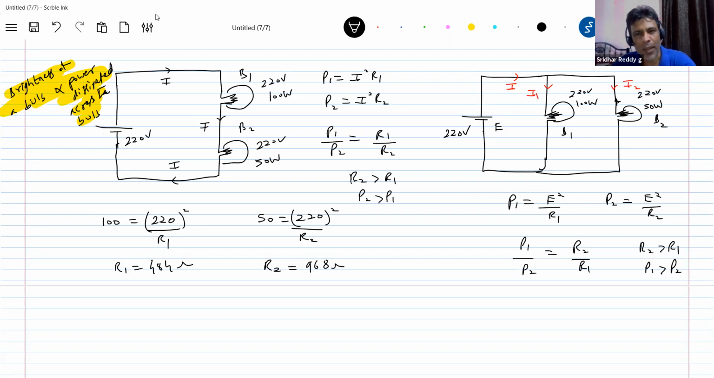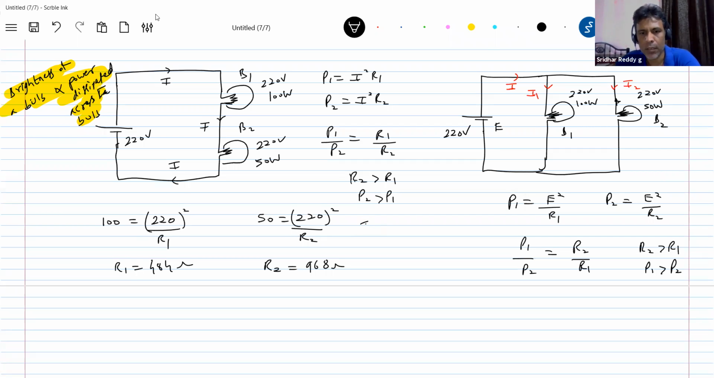When they are connected in parallel, which will have more brightness? The one which is having more power rating. When they're connected in series, the one which is having less power rating will have more brightness. Here I'm just comparing series and parallel. The same bulbs when they're connected in series and parallel, which will have more brightness here? So here the 50 watt bulb will have more brightness.